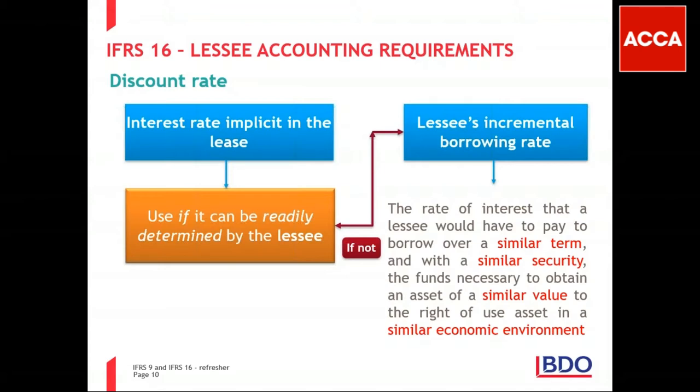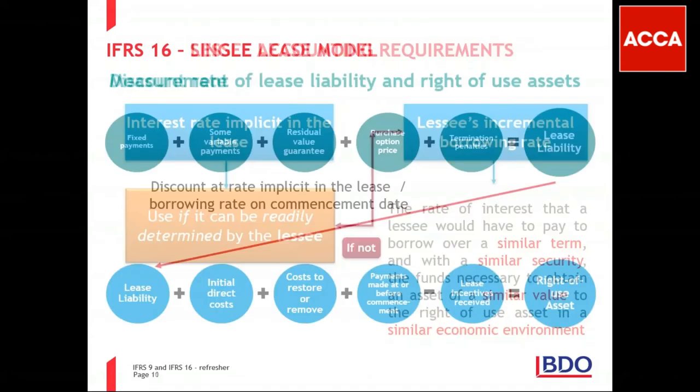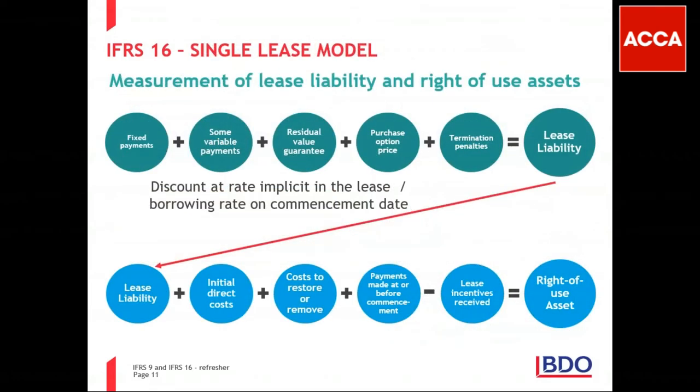So once you have identified all the leases on which the exemptions do not apply, and once you have assessed the lease term as discussed earlier, and once you have estimated the incremental borrowing rate, this is how the single lease accounting model looks like. You have to consider all the contractual payments within the lease contract, and discount them using the incremental borrowing rate estimated at the date of the commencement of the lease in order to work out the lease liability.